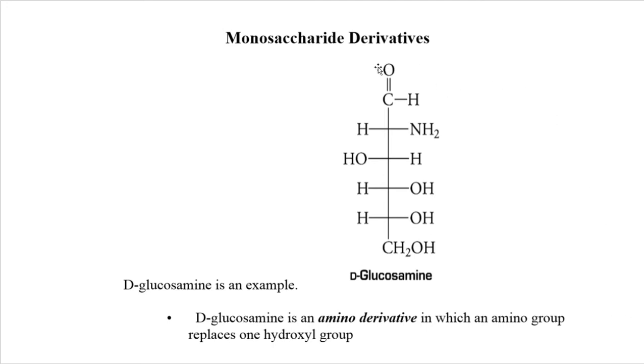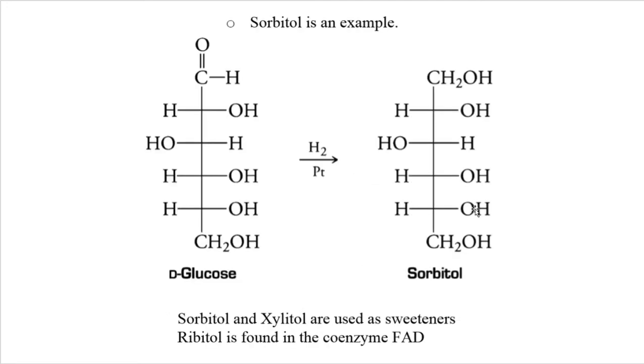Here we have an example of monosaccharide derivatives. D-glucosamine is an example where the OH in this position is changed by an amine group. By hydrogenation, we can reduce the aldehyde group to an alcohol group. And in this case, we can convert glucose into sorbitol. This is another example of derivatives.